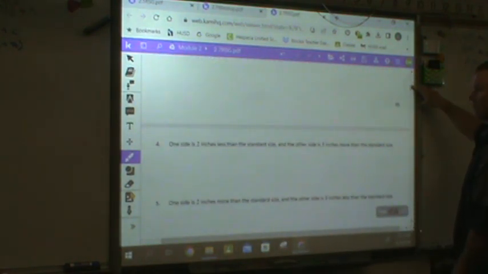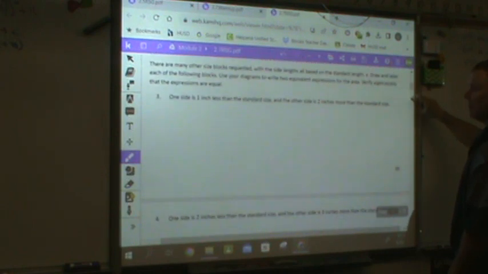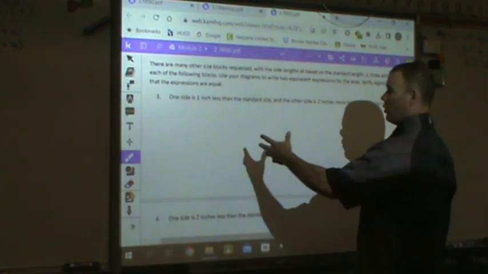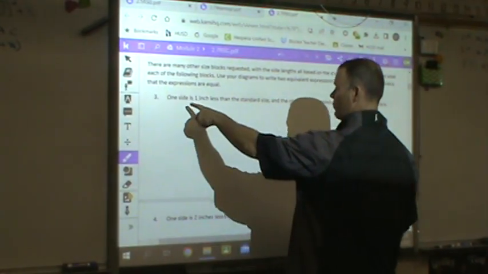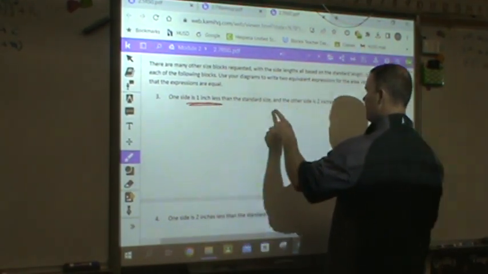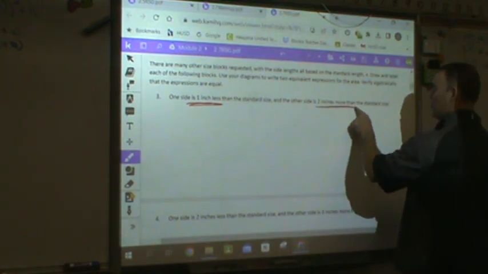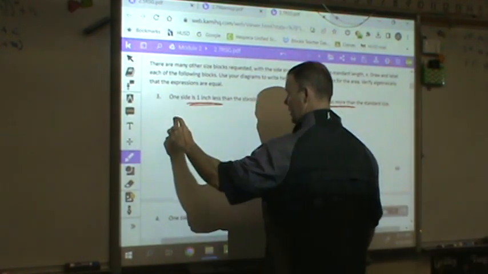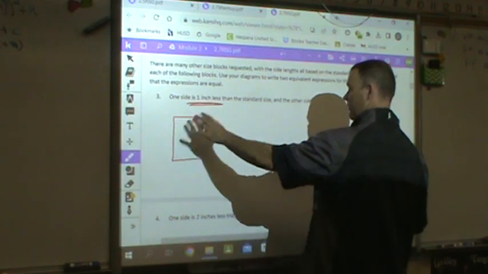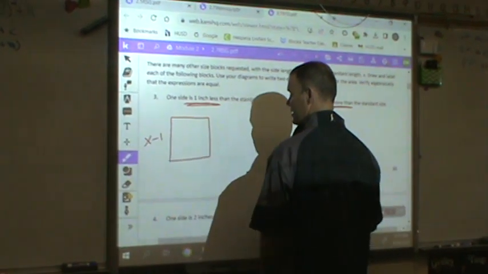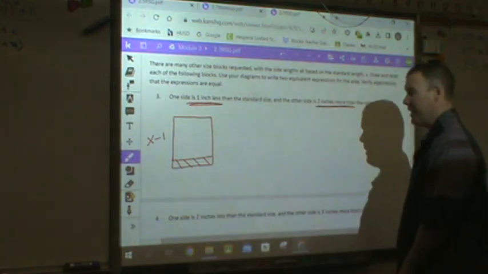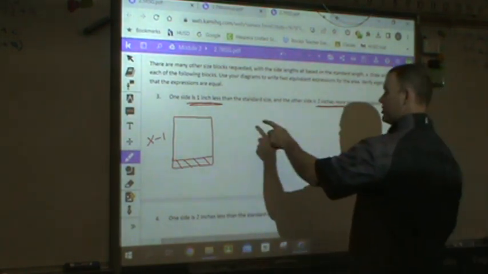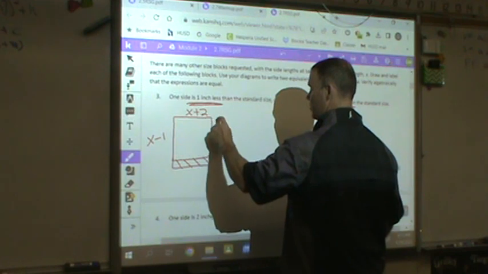All right, now we get into 3, 4, 5, and 6. I'm going to look at question number 3, and then we'll skip ahead a little bit. Question number 3 is 1 inch less than, and the other side is 2 inches more than. So I've got a couple of things happening here. Go with the first side. The first side is 1 inch less than, so that's x minus 1. Well, I have to shade that off. The other side is 2 inches more than, so that becomes x plus 2.